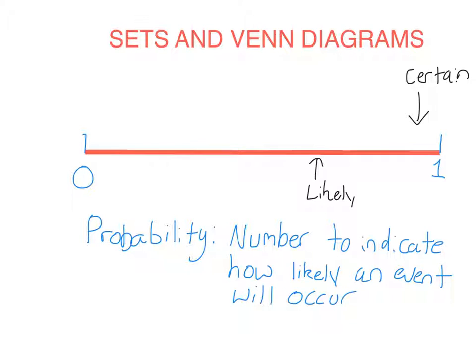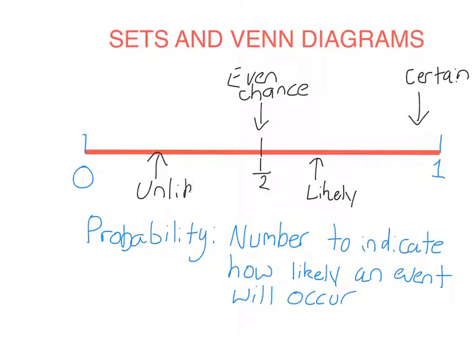Of course, in the middle of the scale, 0 to 1 is the number half, or 0.5, and events here have an even chance of occurring. And of course, as we get closer and closer towards 0, the events become more and more unlikely to occur. And if the event does have a probability of 0, it's impossible. There is no way that it can occur, right?